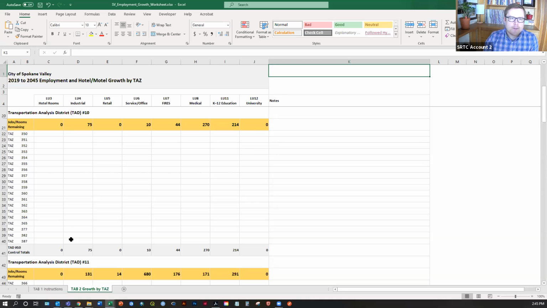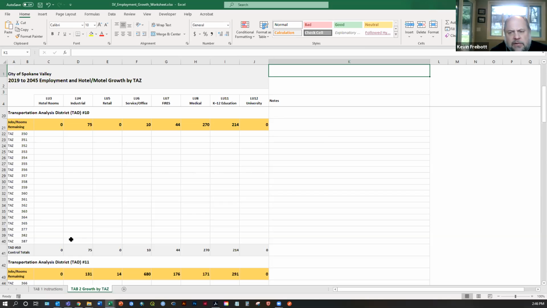So if a TAZ had 100 retail jobs in our 2019 base, and it was split between the city of Spokane and the city of Spokane Valley, 60-40 to Spokane Valley, we would have assigned 60% of the future growth to Spokane Valley and 40% to the city of Spokane. That was our best method, since we don't have capacity data.